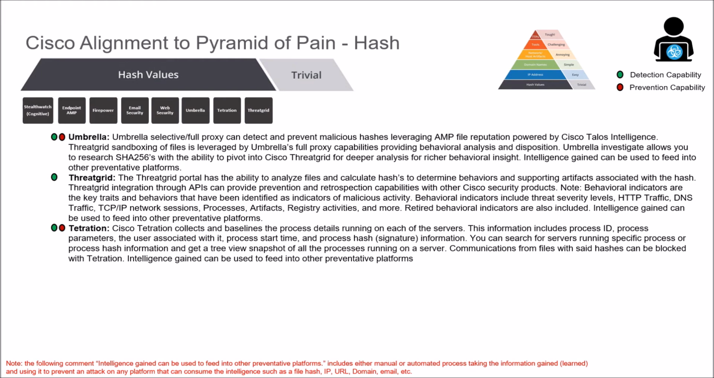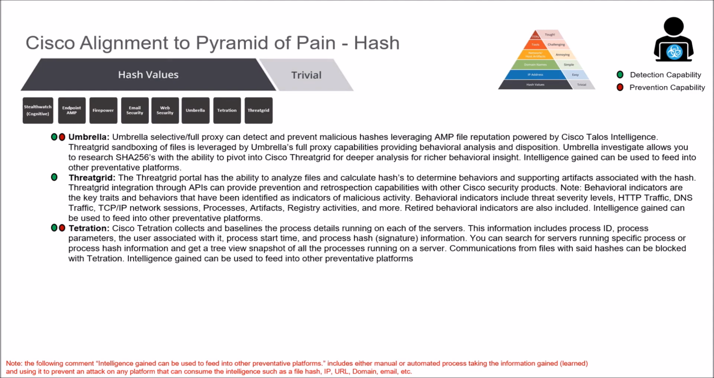Umbrella Investigate allows you to research SHA-256. So now we're actually using the platform for investigations, right? And our own research. And so with that, if you add Cisco ThreatGrid, you have the ability to pivot into ThreatGrid to get deeper analysis. Now you're getting into the behavioral side of what the file might do, right? Or the hash. Again, intelligence gained can be fed into other preventative platforms. Now, Umbrella has a detection and obviously a preventative capability. ThreatGrid, on the other hand, is purely detection, right?